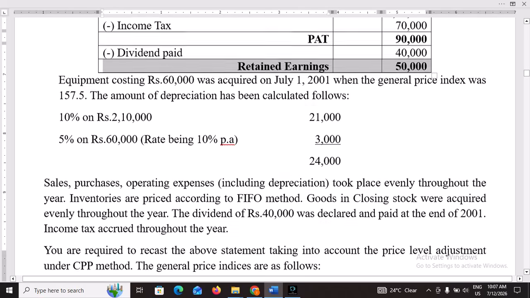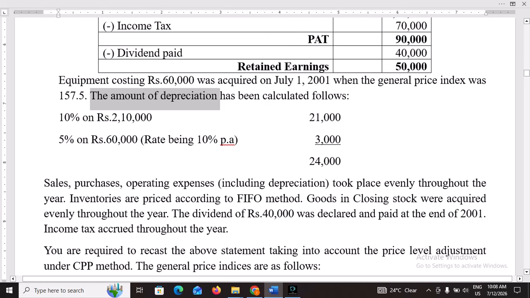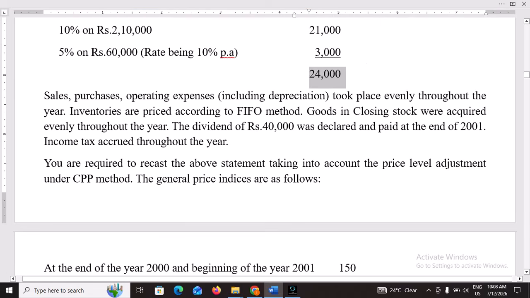Next, adjustments are very important. Equipment costing rupees 60,000 was acquired on July 1, 2001 when the general price index was 157.5. The amount of depreciation has been calculated as follows: 10 percent of rupees 2 lakh 10,000 is 21,000, and 5 percent on rupees 60,000, the rate being 10 percent per annum, is rupees 3,000. So 21 plus 3 is 24,000. This is the whole question.